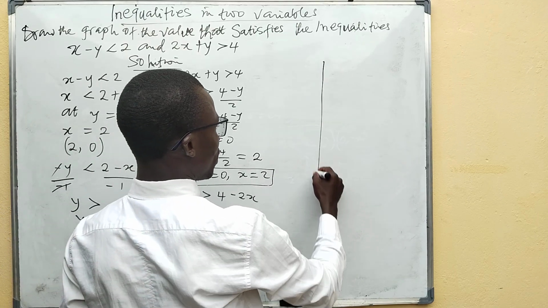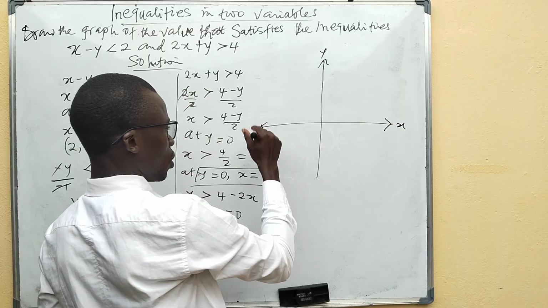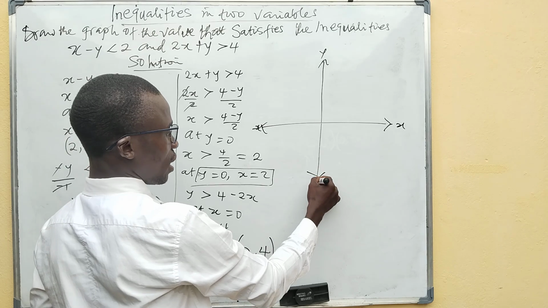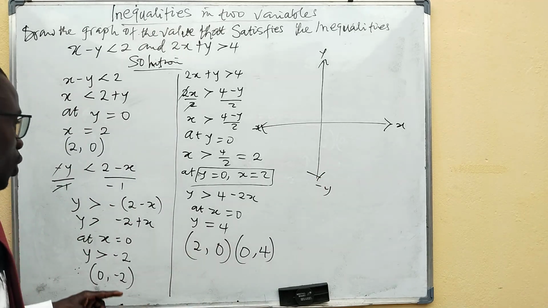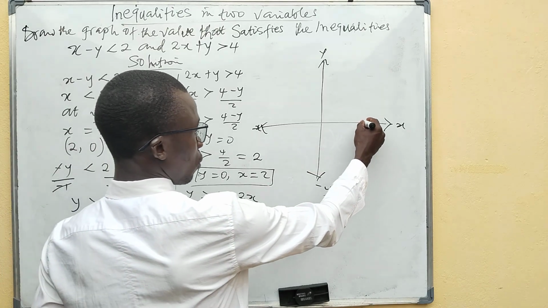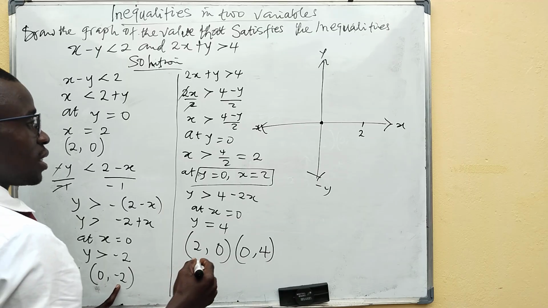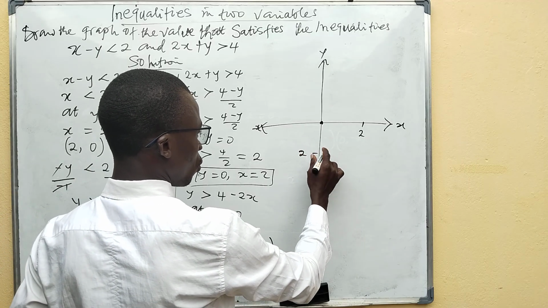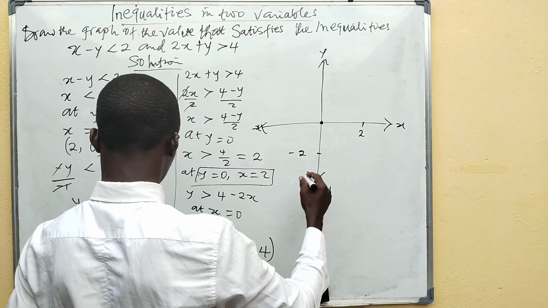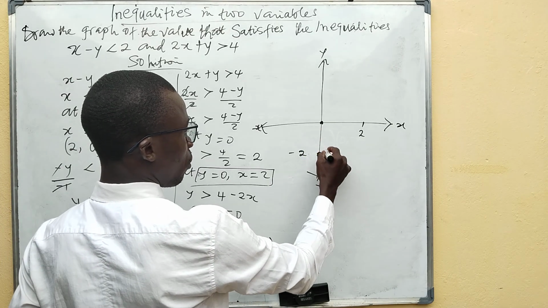Good. Can we now represent it on the graph? This is y, this is x, this is minus x, and this is minus y. So let's get the first point. The first point is x is 2, y is 0. Then x is 0, y is minus 2. This is minus 2. So these are the points.